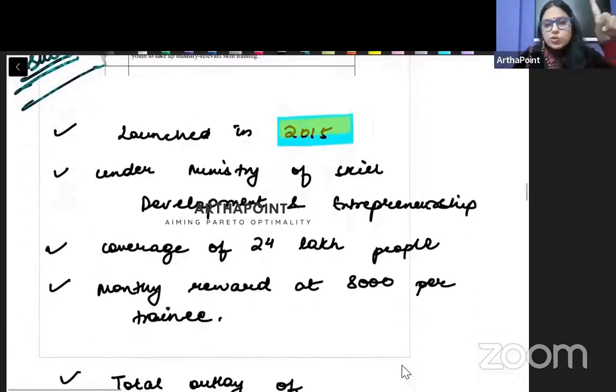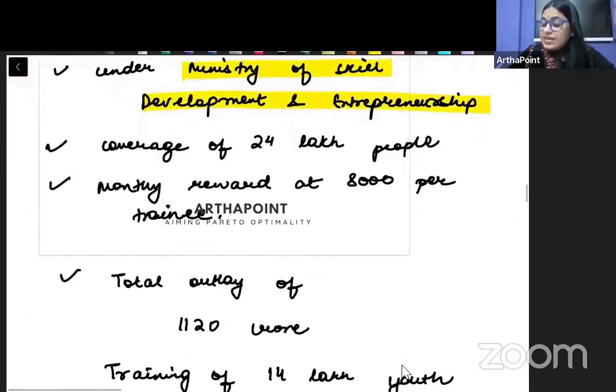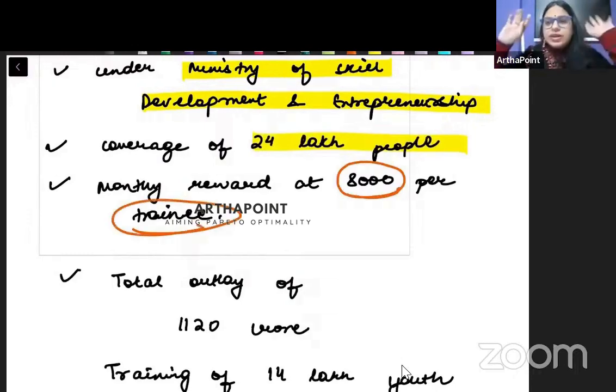It was launched in 2015, beta, because it is about skill, so it will be launched by the Ministry of Skill Development only. So it was launched under the Ministry of Skill Development and Entrepreneurship. It covered 24 lakh people, right? And it said that we have an upper limit of 8,000 per training.